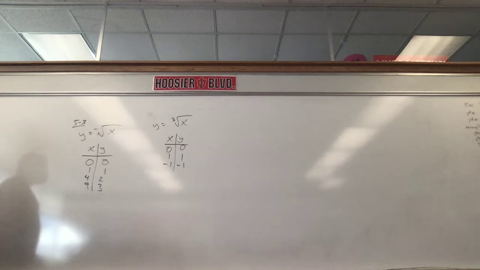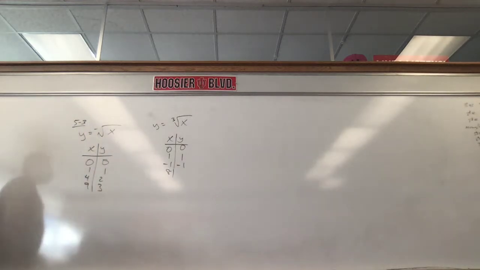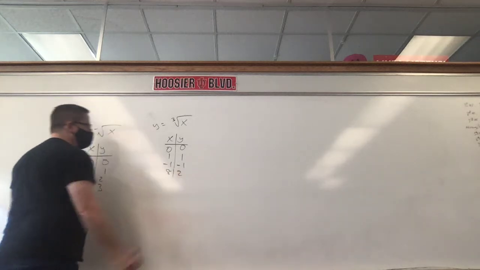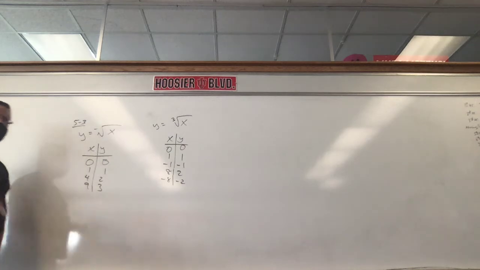I could plug in 2, but I don't know the cube root of 2. What's the next cube number after 1 on that list of numbers? The next cube is 8. Okay? Because 2 times 2 times 2 is 8. Cube root of 8 is 2. And I'm also going to plug in negative 8, which is negative 2.